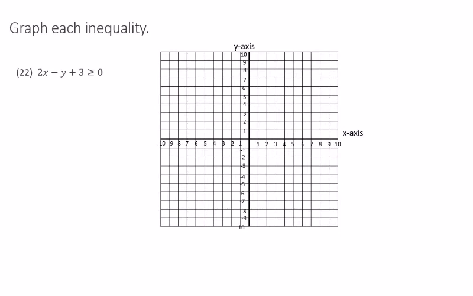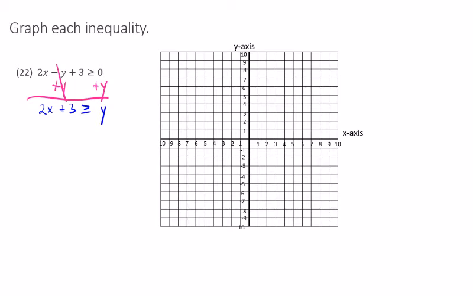So let's check out this next one, number 22. So this time we don't have the equation in slope-intercept form, so we have to solve for y. We have to get y by itself. I can do this a few different ways. I can move the 2x and the 3, and then get the y to be positive by dividing or multiplying by -1. But it's probably a little faster to just add y to both sides. Okay, so then I get 2x plus 3 is greater than or equal to y.